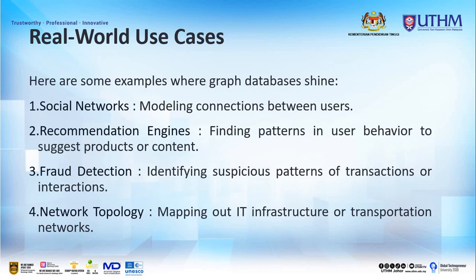Here are some examples where graph databases are used. Social network, modeling connections between users. Number 2, recommendation engine, finding patterns in user behavior to suggest products or content. Like, whatever you search in Shopee or Lazada, sometimes it comes out in Facebook. Based on your previous history, it will give you suggestions. Fraud detection, identifying suspicious patterns of transactions or interactions. And last one is network topology, mapping out IT infrastructure or transportation networks. So these are some examples.